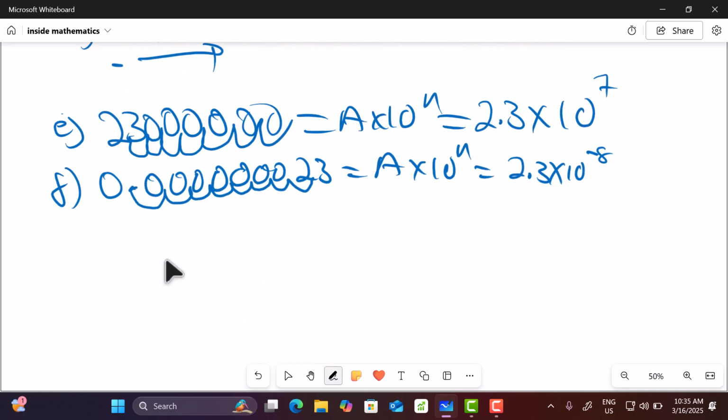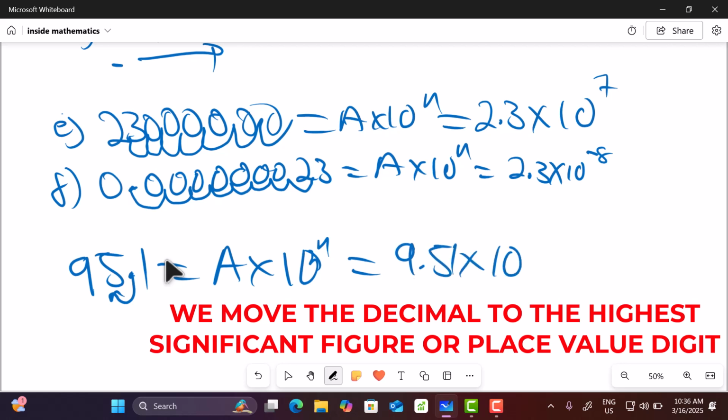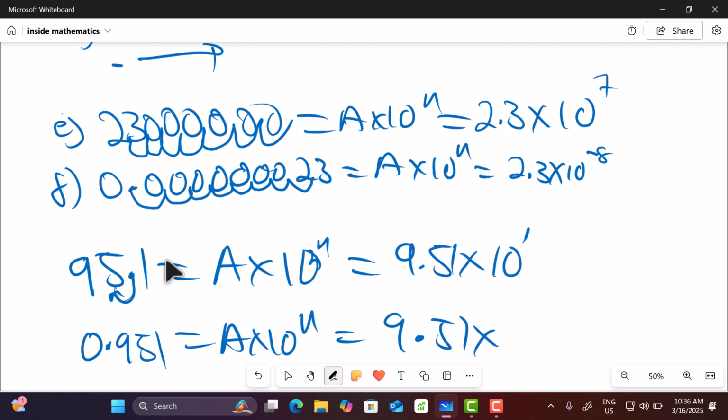Before I conclude the lesson, let us say you are having 95.1. What you do in the form of a times 10 power n, you are just moving 1 decimal here. So it will be 9.51 times 10 power positive 1, because you move in a positive direction. And also the same case happens if it is 0.951. In the form of a times 10 power n, it is equal to 9.51 times 10 power minus 1, because we just move here.